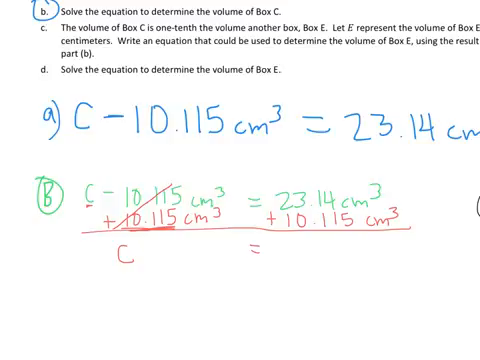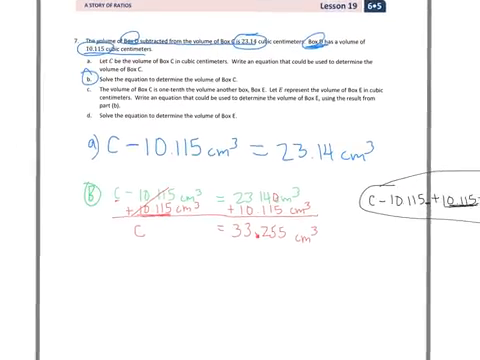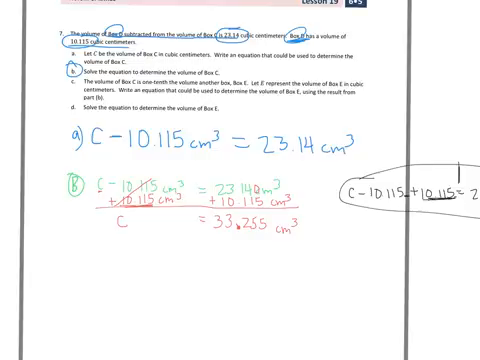So now I have C equals, and I'm just going to add these. And I know that I have to have a placeholder. And I'm still talking in terms of centimeters cubed. So I'm just going to add, and I can't forget my decimal point. I'm bringing it straight down. And it looks like I'm going to get C equals 33 and 255 thousandths centimeters cubed. And that's what C is going to equal. So quite a bit of work for that.